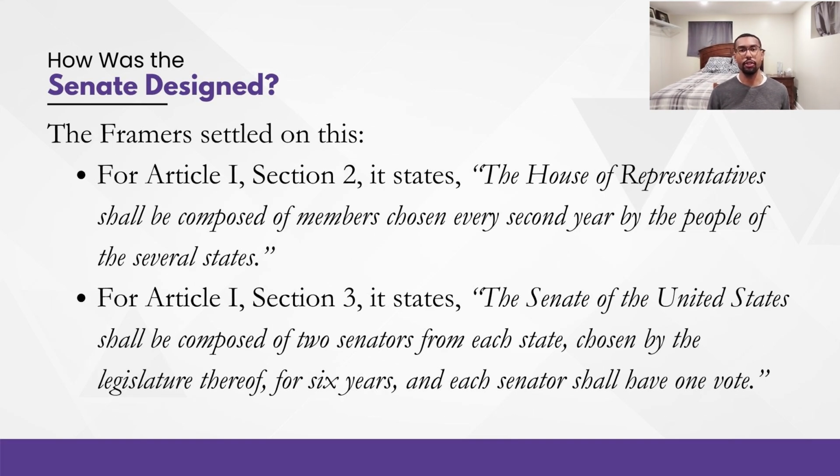For Article 1, Section 2, it states, quote, "The House of Representatives shall be composed of members chosen every second year by the people of the several states." For Article 1, Section 3, it states, "The Senate of the United States shall be composed of 2 senators from each state, chosen by the legislature thereof for 6 years, and each senator shall have 1 vote." Unquote. So, proportional representation did not apply to both chambers of Congress. It only applied to the House of Representatives according to a state's population, while equal representation was applied to the Senate no matter what a state's population is.